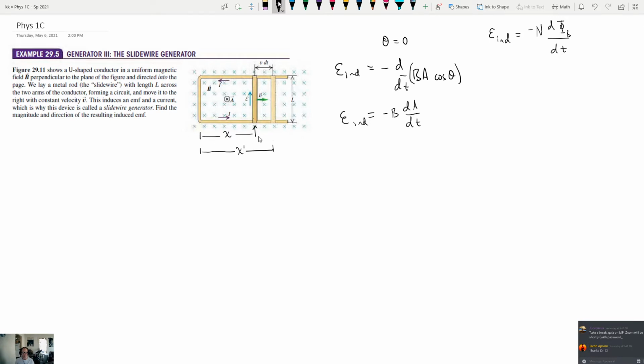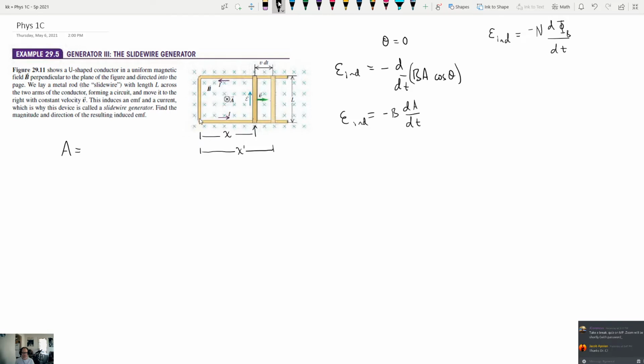So it starts off at some coordinate that we call x down here. We don't know how long it is. And later on it's at some coordinate that I'm calling x prime. So if x represents the location of this bar, then we could say that the area of our loop at any given time would be equal to what?